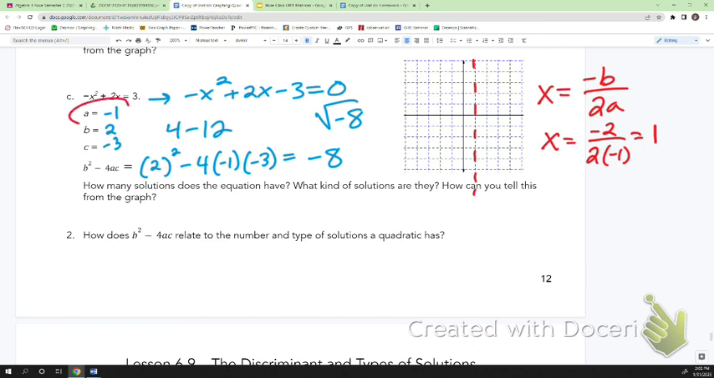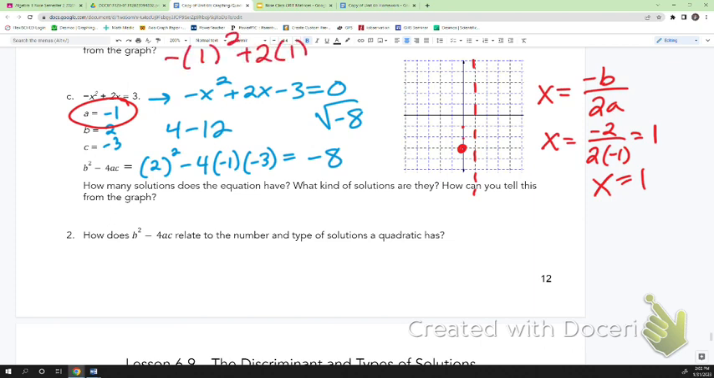The a value is negative, so it's going to open down. Do I know any points on this graph? Other points from our standard form. Negative 3 is my y-intercept. What should I do with x equals 1 now? How can I use that to find another special point? Plug it in to find the y value of the vertex.